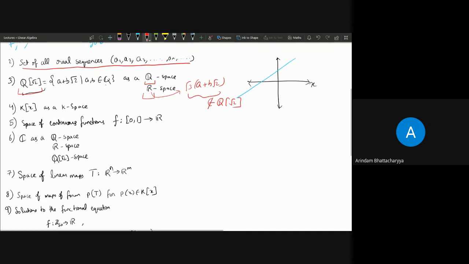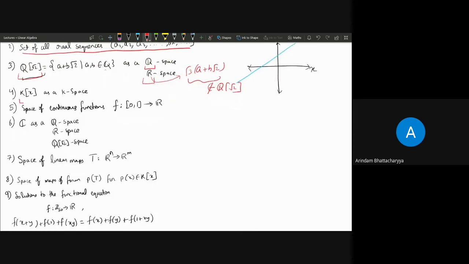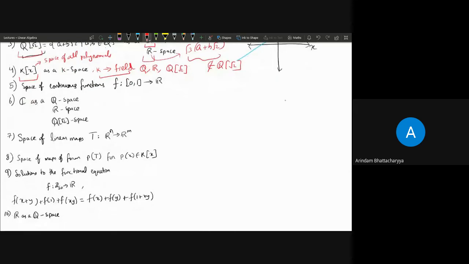Again, notation. This just means the space of all polynomials, and our notation will be that K will always replace a field. K will always mean some random field. It can be Q, it can be R, it can be Q root 2. We will see that Q root 2 is also a field. But alright, a few more.